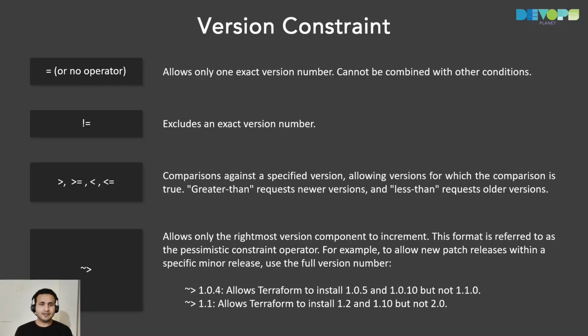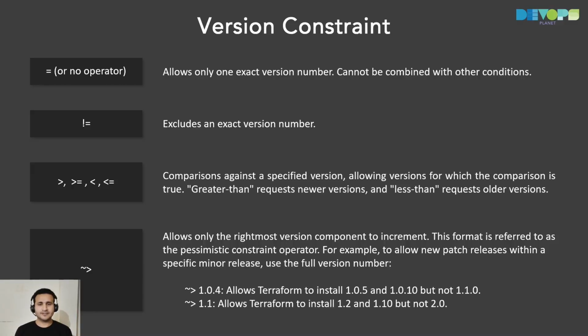If you're not writing a complete version, if you are not using the patch version and are just using the major and minor version like 1.1, then it will allow Terraform to install 1.2 but not the next major version. So it depends on how you want to manage it. My personal recommendation would be to always use the three-digit version, including the patch version, and always use this sign.